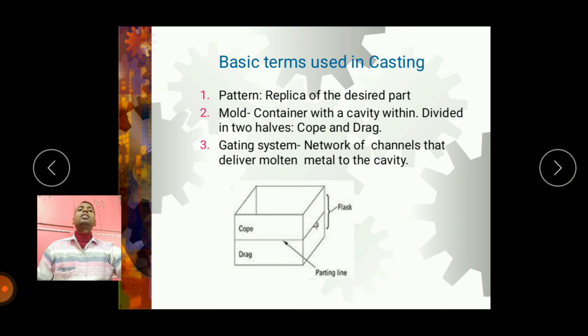So some basic terms are there in casting. Number one is pattern. This is a replica of the desired part. Then mold, a container with a cavity within, divided in 2 parts. One is cope and another is drag. The upper portion is cope, the lower portion is drag. D for down, that's why drag. Keep this in your mind. Gating system, a network of channels that deliver molten metal to the cavity.